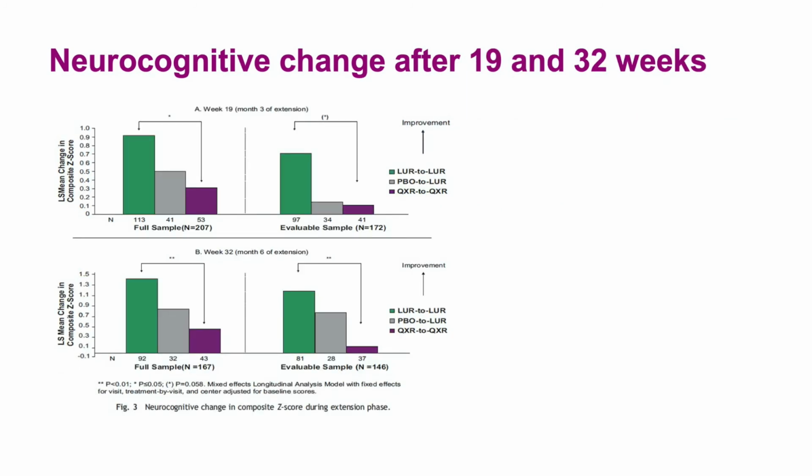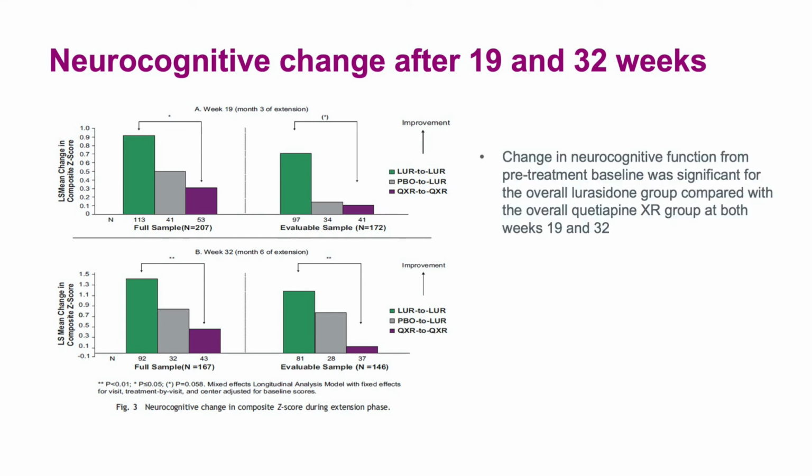When we look at the extension phase, we can see some more interesting results. Specifically, there was a change in neurocognitive function from pre-treatment baseline for the overall lorazepam group when compared with overall quetiapine XR group at both weeks 19 and 32. So these were for the groups that continued on using lorazepam 160 milligrams and the quetiapine XR group, which continued using quetiapine XR during the extension phase. Now, this important finding was evident for both the full sample and the evaluable sample.